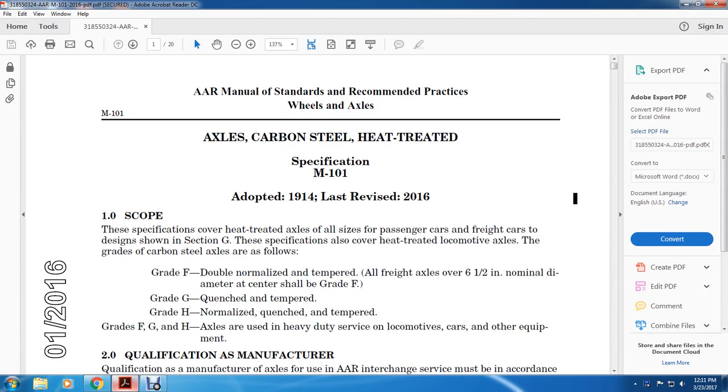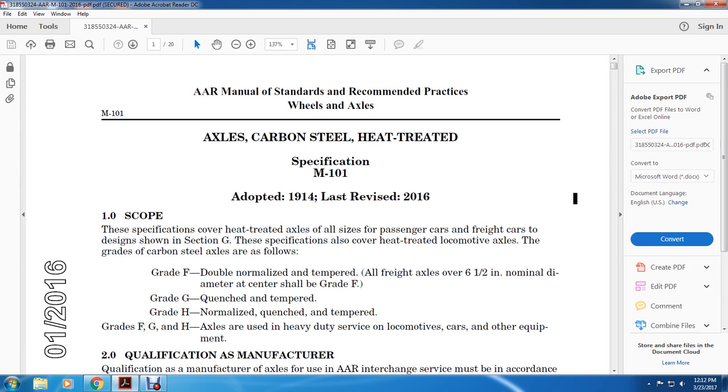Association of American Railroads Manual Standards Recommended Practice. Wheels and axles, axle carbon steel heat treated, specification M101, adopted 1914, last revised 2016. Scope of the specification: covers heat treated axles, all sizes, for passenger cars and freight cars, to the design shown in section G. The specification also covers heat treated locomotive axles.